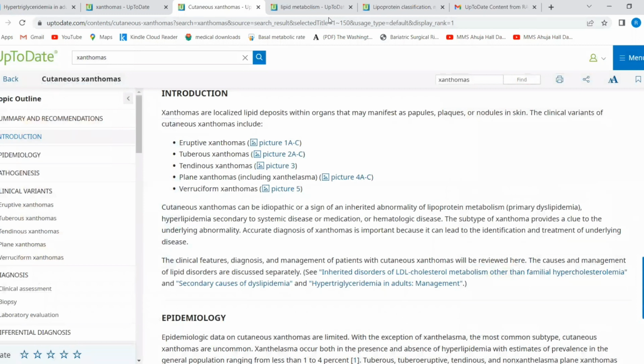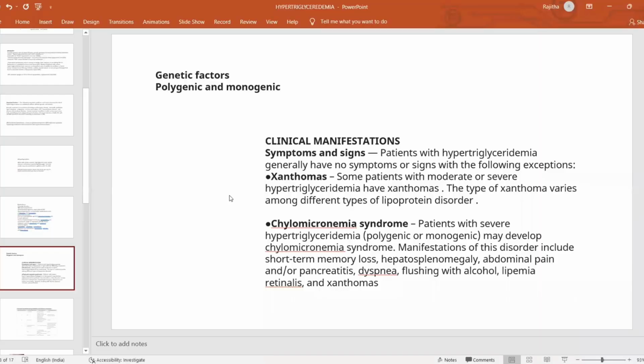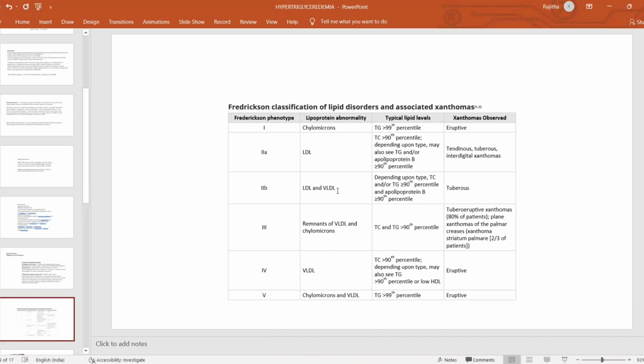Yeah, so this is the xanthoma. These are the various kinds of xanthomas we see. But according to the Fredrickson classification, which was initially discussed, the 5 types of lipid disorders, the xanthomas observed in each of these lipoprotein abnormalities are different.